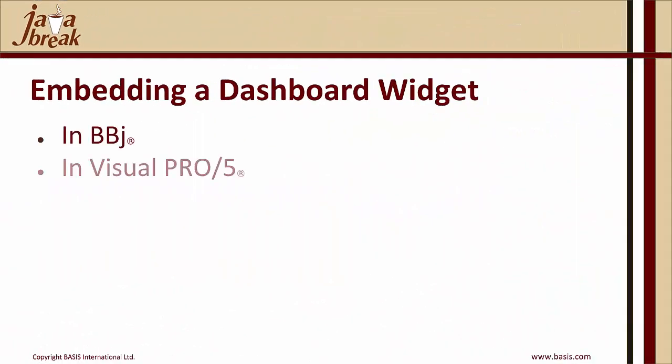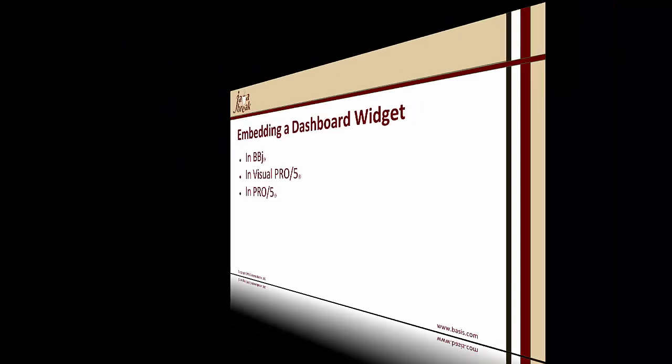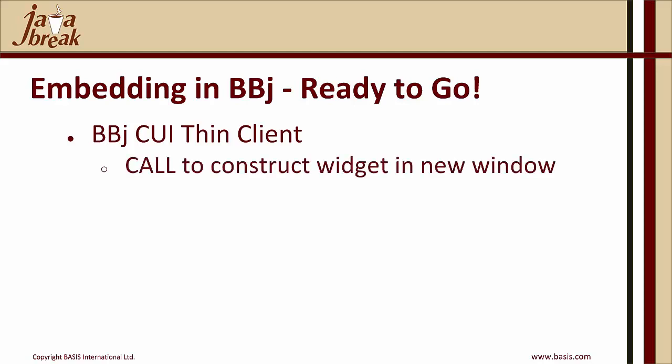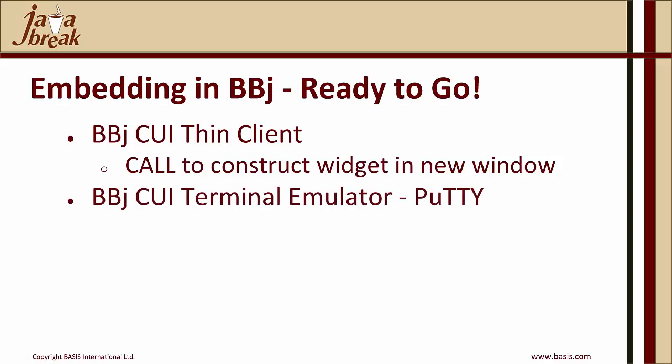We'll do it firstly in BBJ, then in Visual Pro 5, and then finally in Pro 5. Beginning with BBJ, of course, it's ready to go because the dashboard utility is written in BBJ. We'll show you how you can invoke it from a BBJ CUI thin client. In our case, we'll use the add-on software version 6 character user interface application, and we'll call a program to construct the widget in a new window. We could also launch the program that generates the widget from within a CUI terminal emulation session. We'll show you that more when we run through the example with Pro 5.